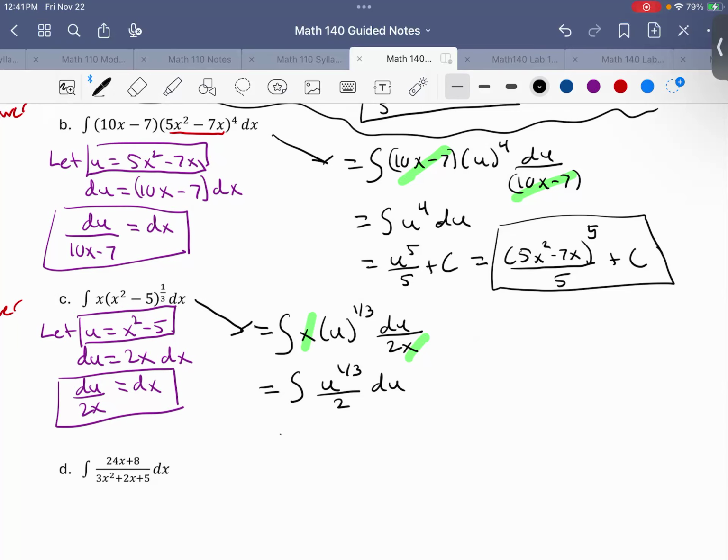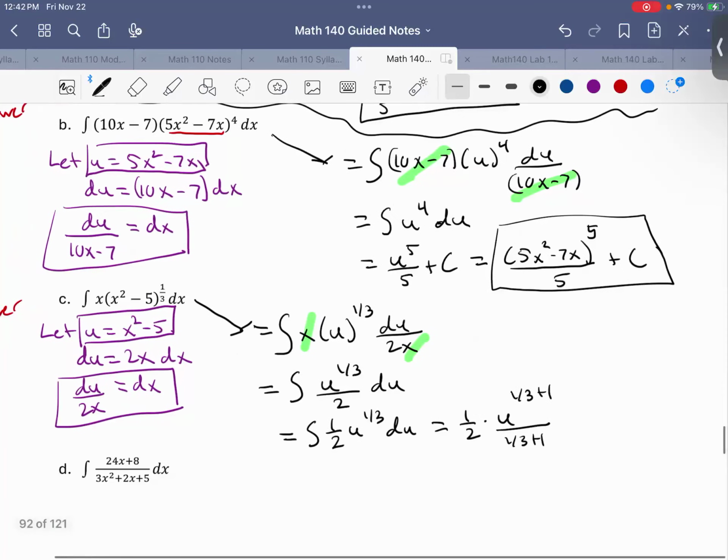Okay, so let me clean this up a bit. I want to move this 1/2 out in front of the 1/3, so the integral looks a little easier to take. So the antiderivative of u to the 1/3 is going to be 1/2 times u to the 1/3 plus 1 over 1/3 plus 1. And 1/3 plus 1 is going to be 4/3.